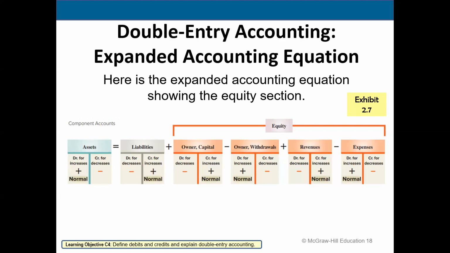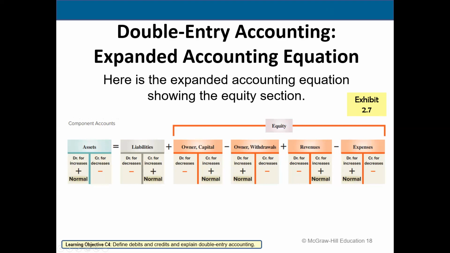Take another example. Our business earns money. Well, what happens there? Our cash increases and our revenue increases. And so to increase the asset cash, we'll debit. And because revenue follows a different sort of rule, to increase the revenue account, we'll have to do a credit. So we'll have both a debit and a credit, and they'll balance.